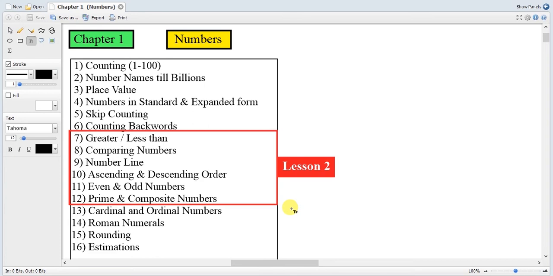I assume you have gone through lesson 1 of this chapter before moving on. So in today's session, we will resume chapter 1, which is numbers.